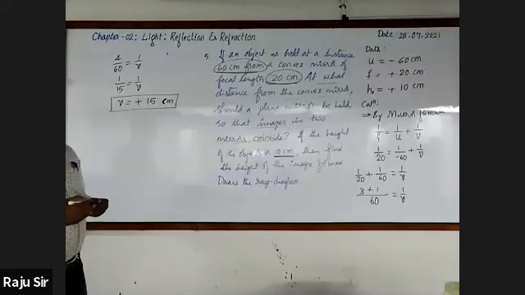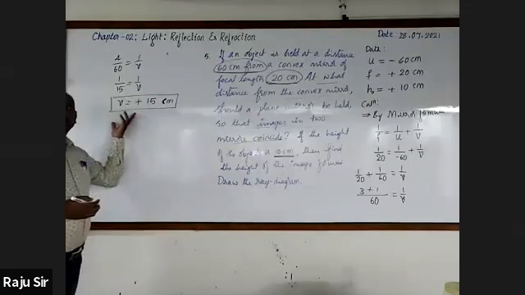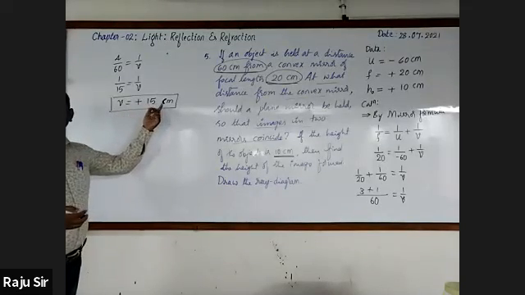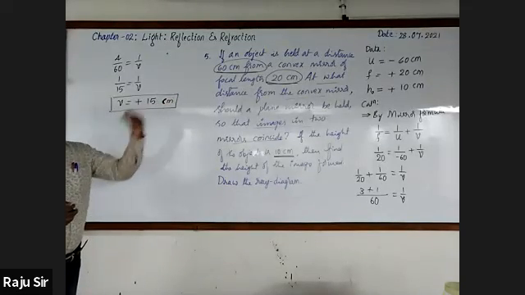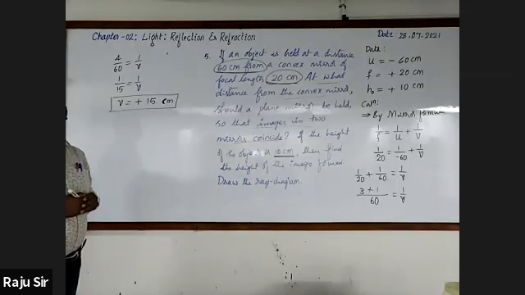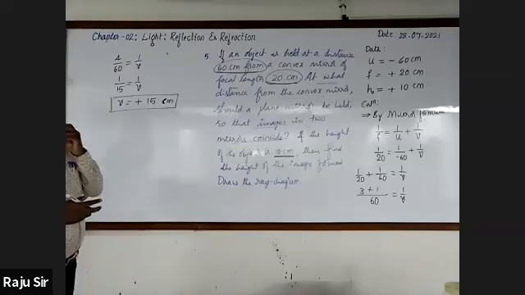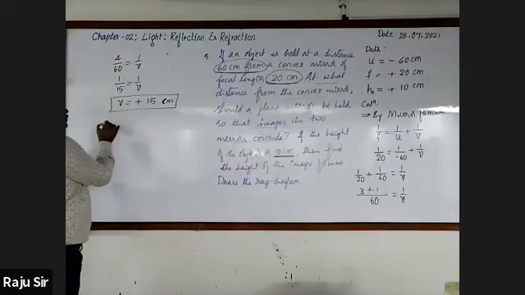Now we have come to know that the image is formed at a distance of 15 centimeter from the mirror. Whether it is inside or in front of the mirror? It is formed inside, behind the mirror. That is one conclusion over.